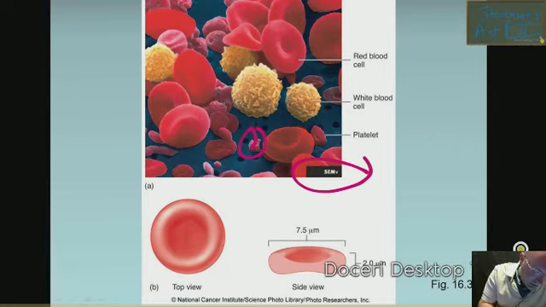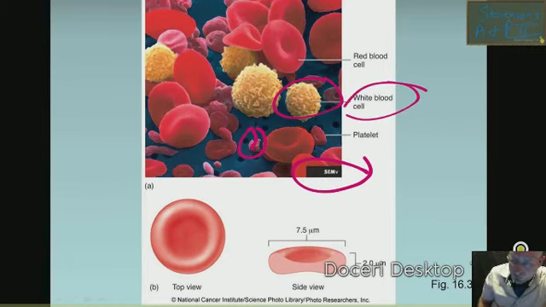Okay, the only functioning, complete cell that has a nucleus and has organelles that function and carry out different processes would be the white blood cells. And then you have what we've been talking about, the red blood cells right here. And the red blood cells are what we're most interested in at the moment, talking about oxygen and how it's carried throughout the body.